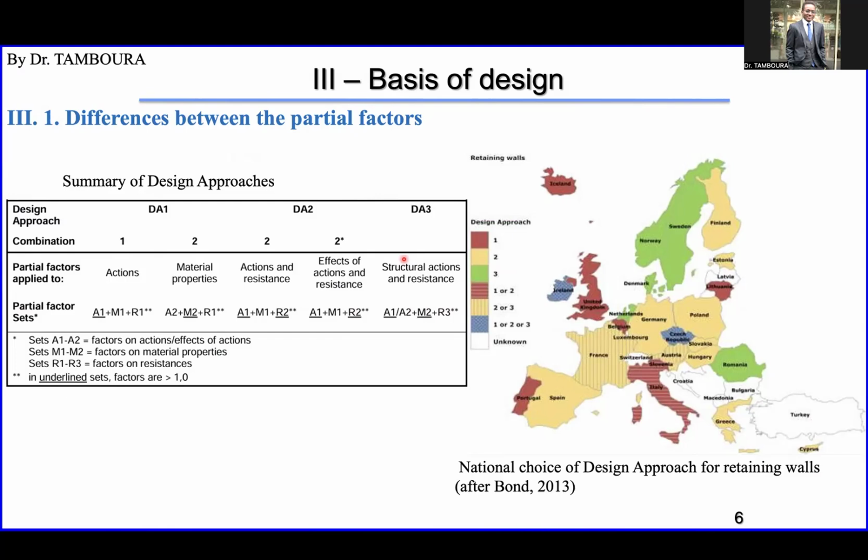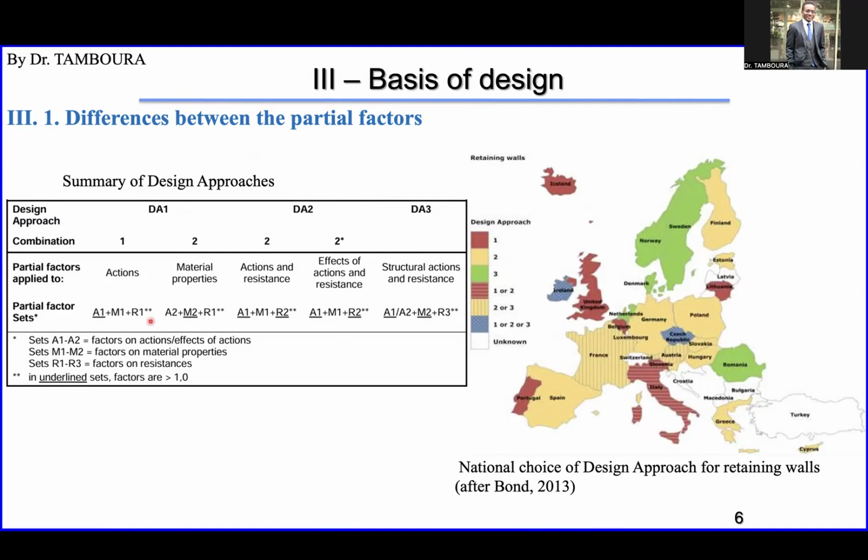Okay, so for the first generation of Eurocode, for example, you have this color code showing you what approach each country uses. For example, here you have approach number one. You can see Iceland, UK, Portugal. These are countries using this, and this one, using this, and even Belgium. Number two, Spain, for example, Poland, Germany, using design approach number two.